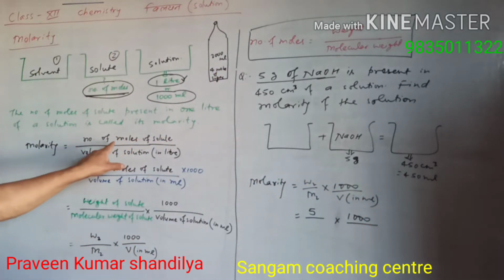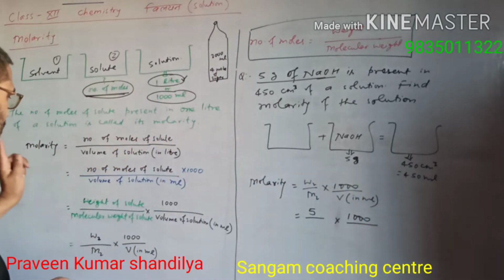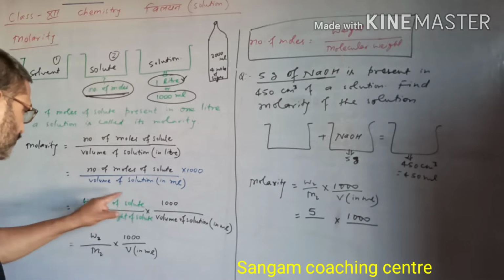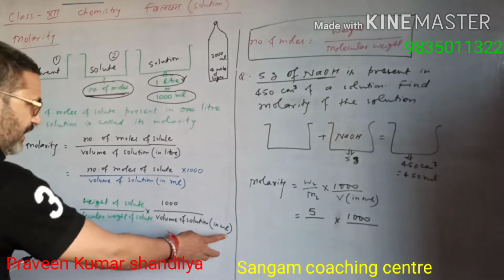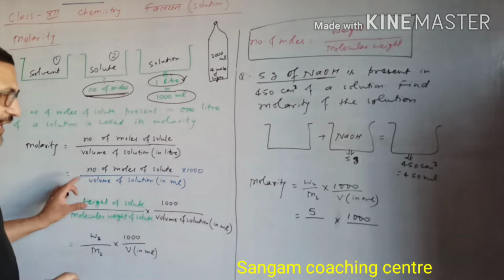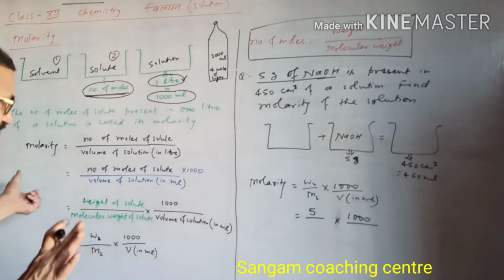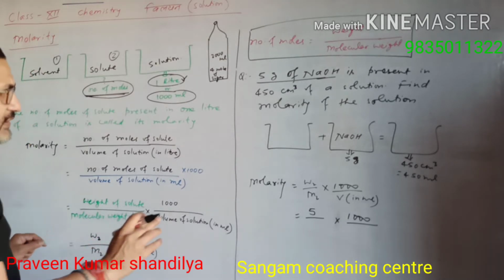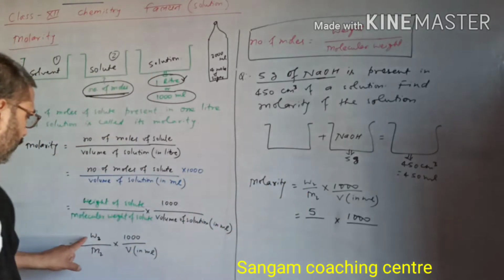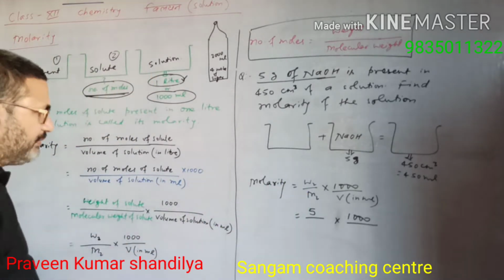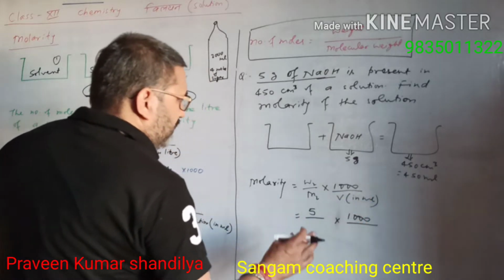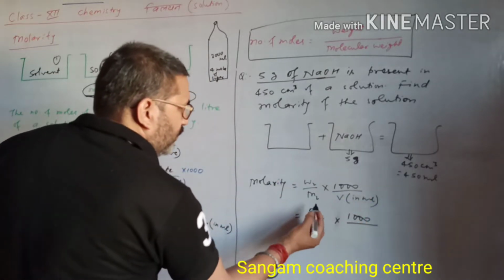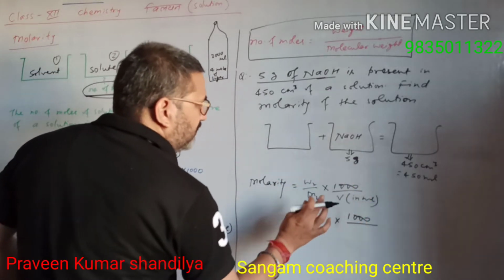Here is moles. Here is gram, the weight of solute, and here is ml also. Thus this formula can be applied. How can we apply it? It is W2 by M2 into 1000 by V. W2 we have noted. W2 means 5 gram.